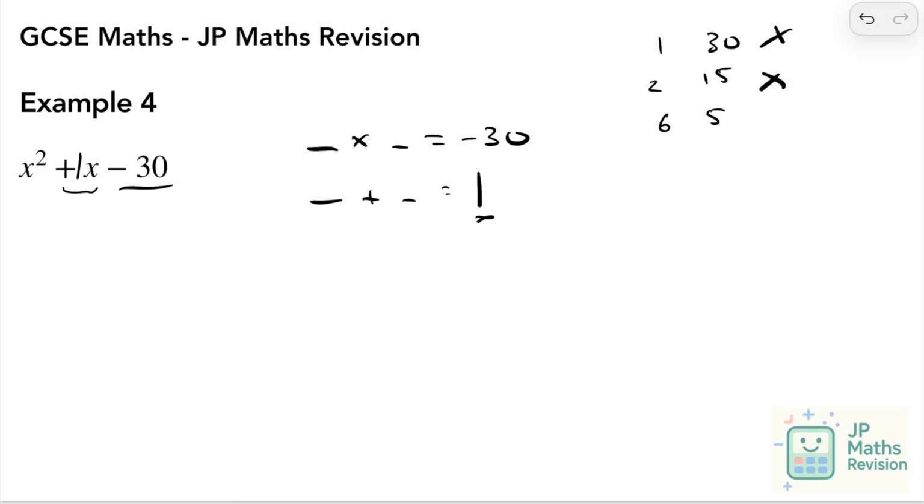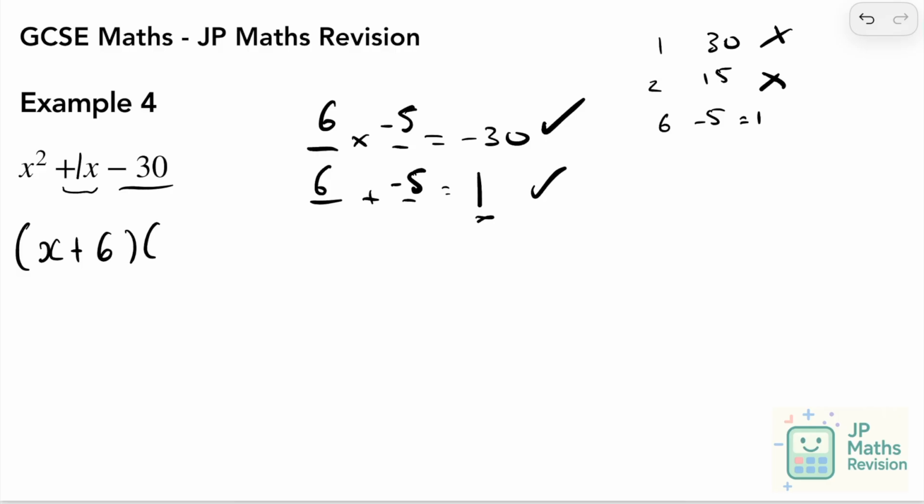So 6 and 5, so there are some options for this. So we need to get to 1. So I know that if I made the 5 a minus 5, we would have 6 take away 5, which is 1. So if I make it a 6 and a minus 5, and then just check that the multiplication makes sense, so 6 times minus 5, I know is minus 30, so that means we've got the right pair. So it's going to be x plus 6 and x minus 5, okay?